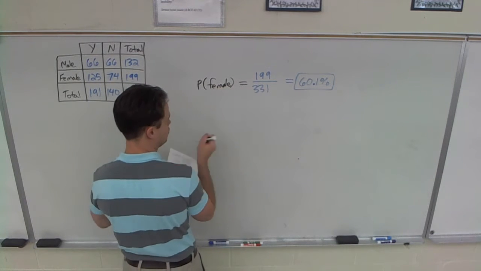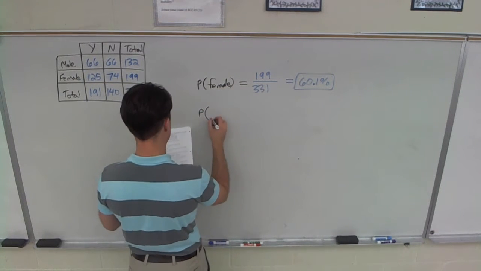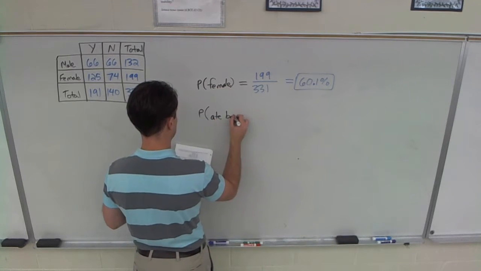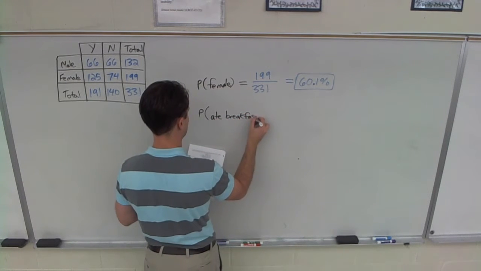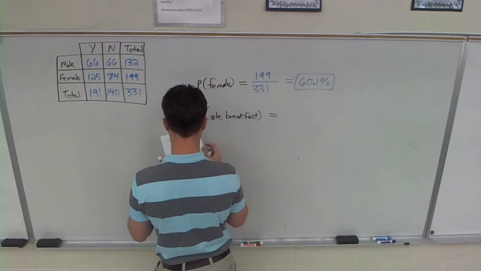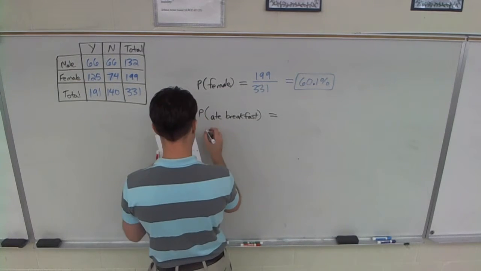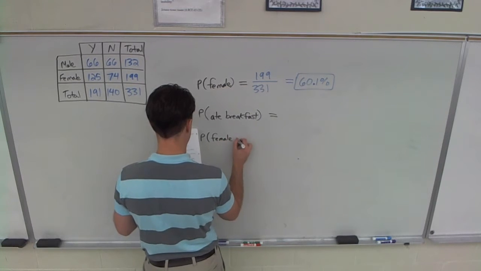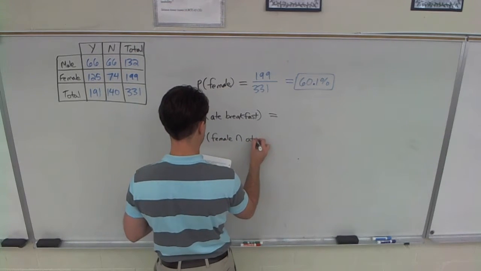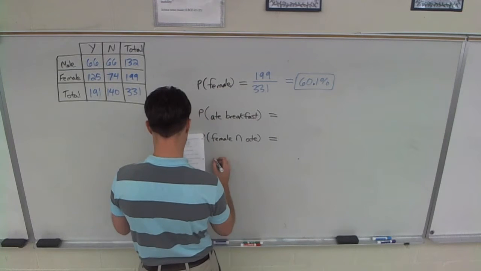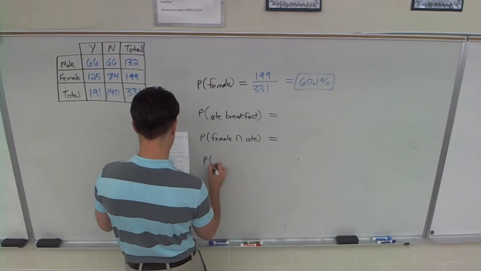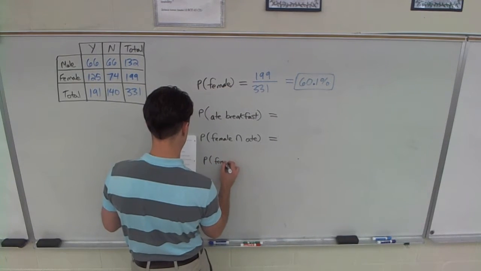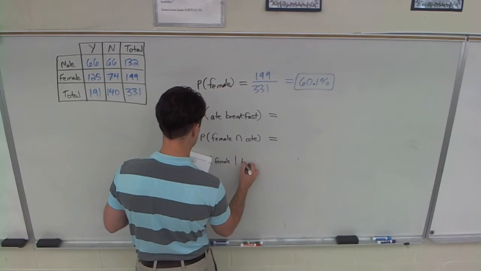So kind of review there. What's the probability that someone ate breakfast? That also should be easy. We're just limiting the sample space. Then we want to know, a little more interesting, the probability that they were female and ate the breakfast. And then we want to know the probability that they're female given that they ate breakfast.